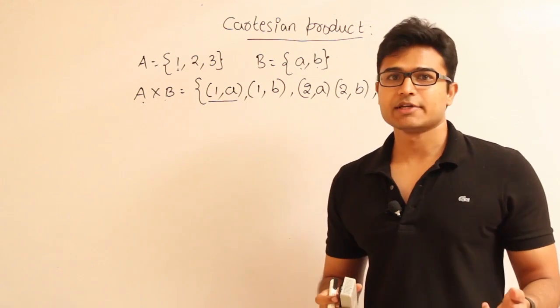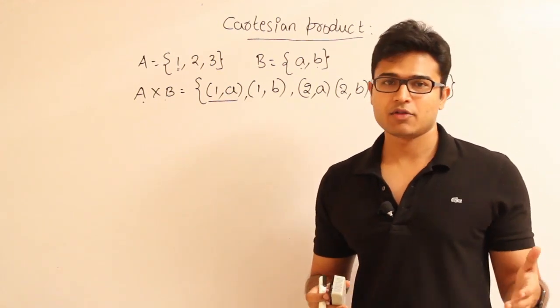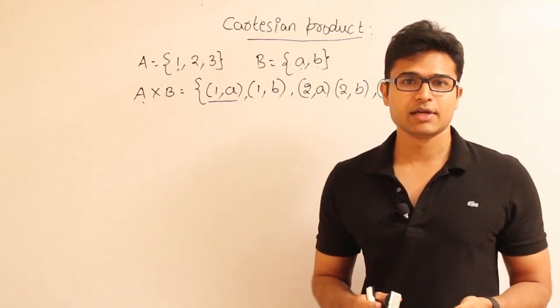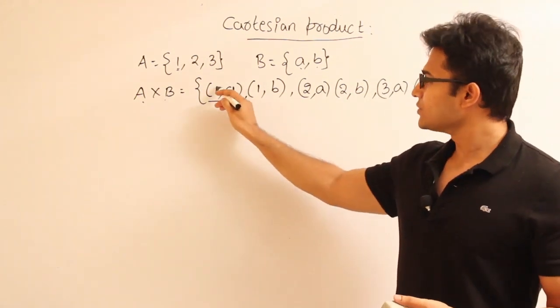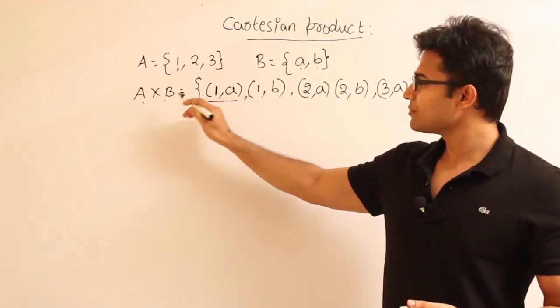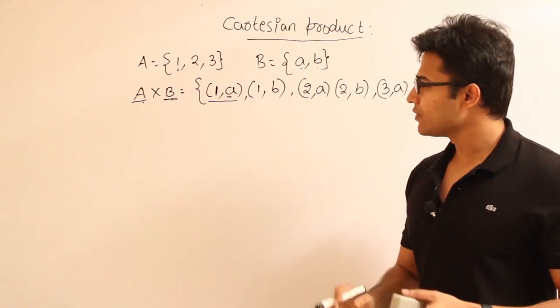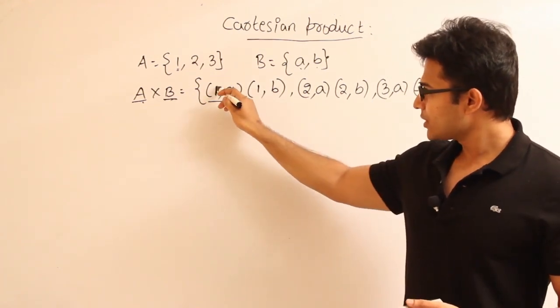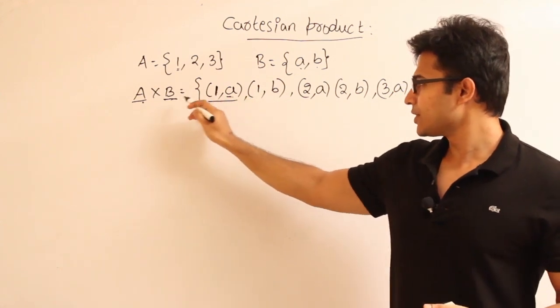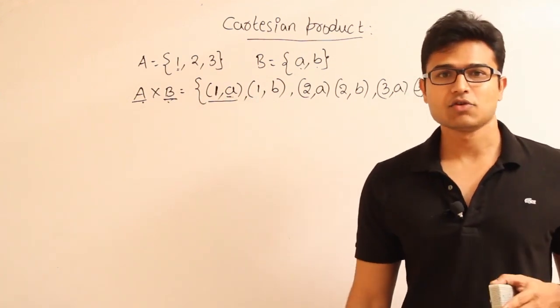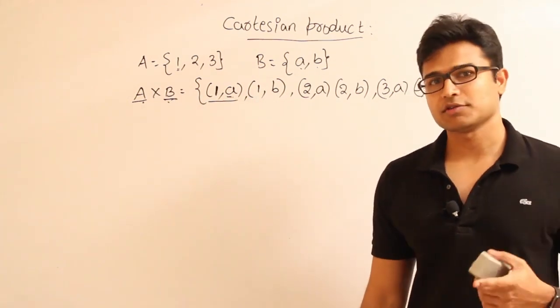It is different from a set. A set is an unordered collection of elements, right? But here it is ordered. This order is important. 1 comes from the first set and a comes from the second set. In every ordered pair, the first element comes from the first set and the second element comes from the second set. It is called the Cartesian product or cross product.